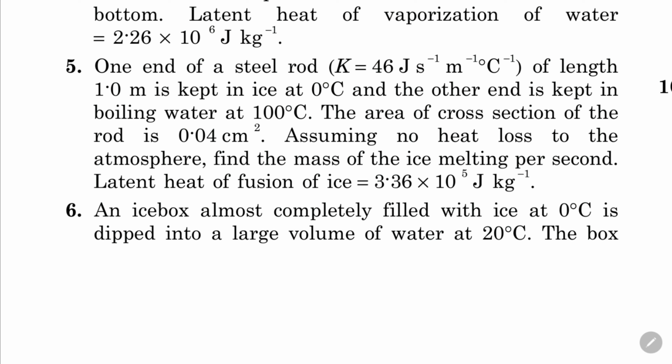In question 5, we have one end of a steel rod of length 1 meter capped in ice at 0 degrees Celsius and the other end is at 100 degrees Celsius. Area of cross section of the rod is given. Assuming no heat loss to the atmosphere, we need to find the mass of the ice melting per second. So this is the fifth one.